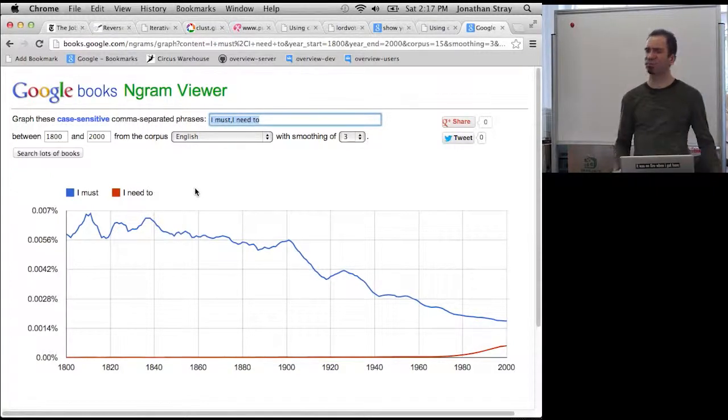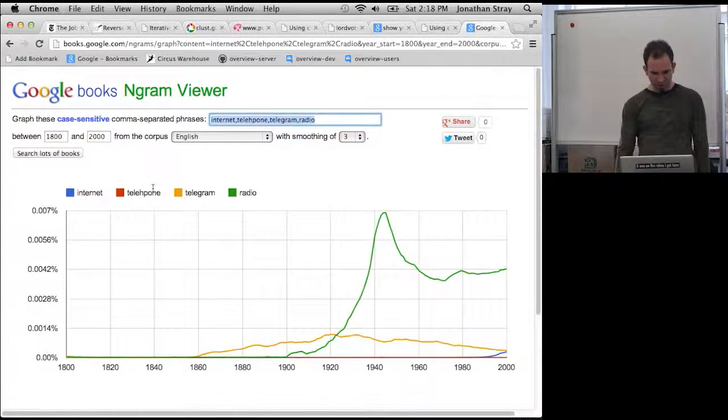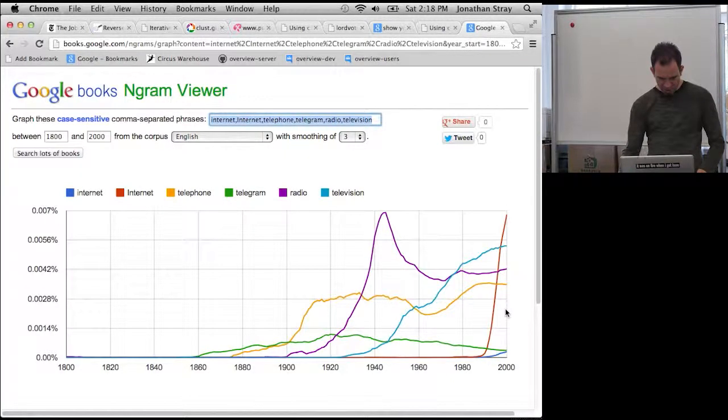Anyone else want to take a look at some things? One thing I just did now was like internet, telephone, telegram, radio. So they've obviously been checked specifically. Wow, look at that. What's the green one? Radio. Radio looks popular in the 40s. There's a typo? Oh, you're right. Oh, actually, let's try it both ways. Internet, big I is, they both climb up, but big I is clearly winning.